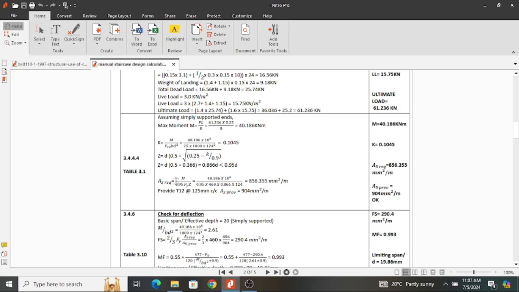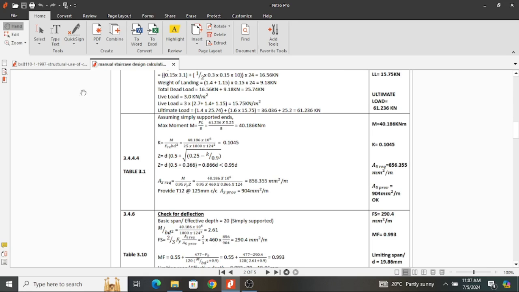Now, because I have all parameters for the determination of the area of steel required, and this is for tension reinforcement, M is my moment, and then 0.95 is the factor that we use there. For f_y, it is 460. And you multiply it by the Z, which is the lever arm, to get 856 millimeters squared per meter. But I would like to say something about this 460.